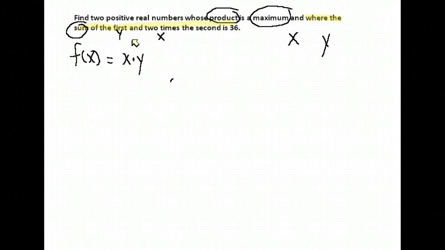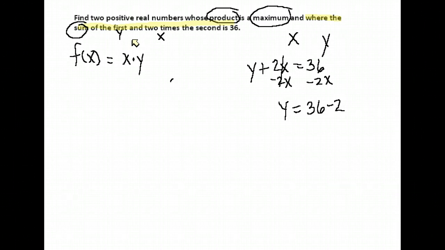Okay? Sum means to add. So here's my other equation. I know that the first one, y, plus 2 times the second one, x, is equal to 36. In order to substitute, I need to solve for one of those two. It's easier to solve for y because we won't have any division involved. So I'm going to subtract 2x from both sides to isolate the y. And I find that y is equal to 36 minus 2x.